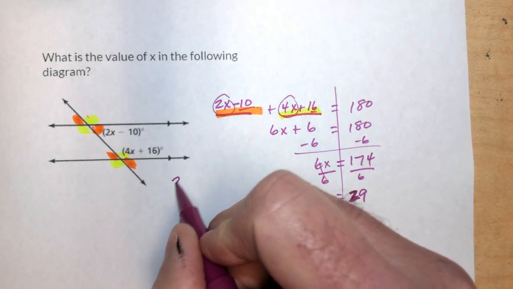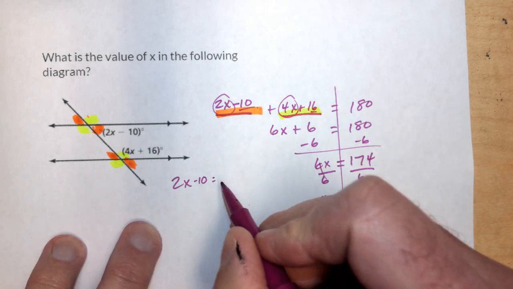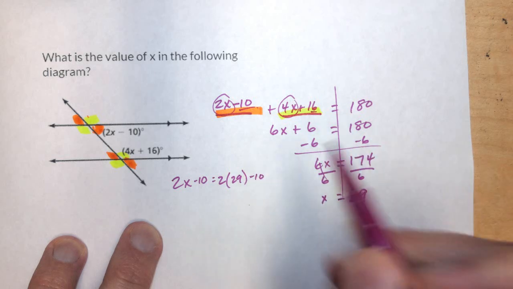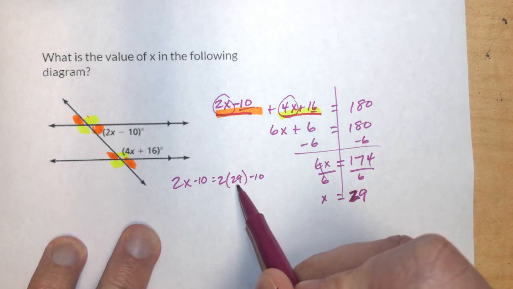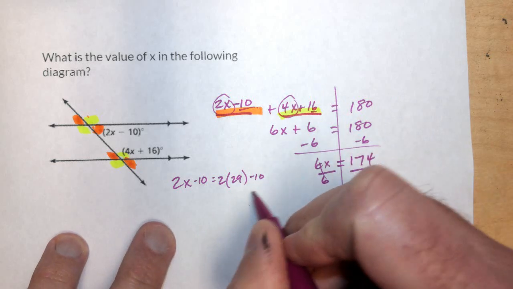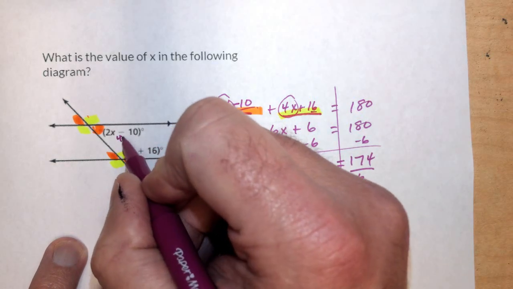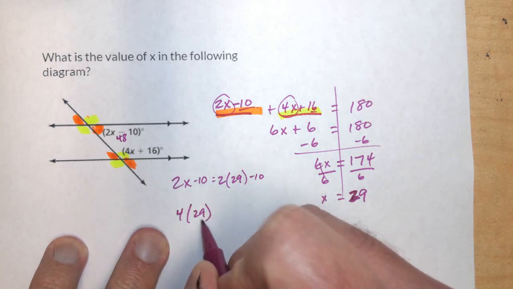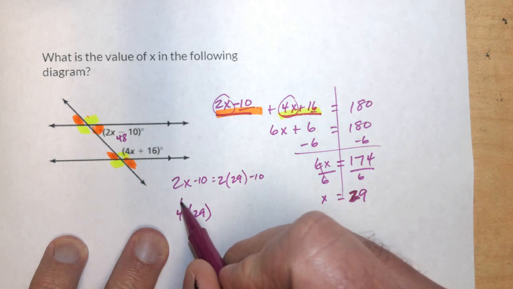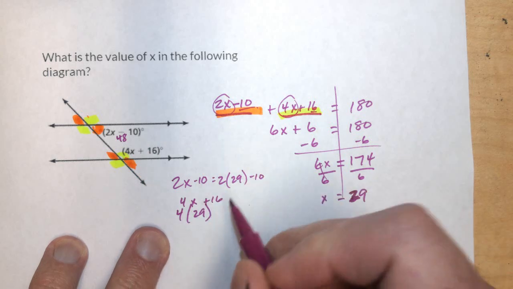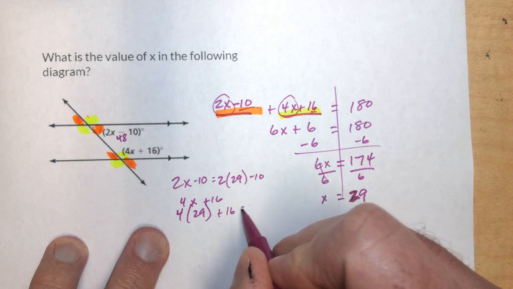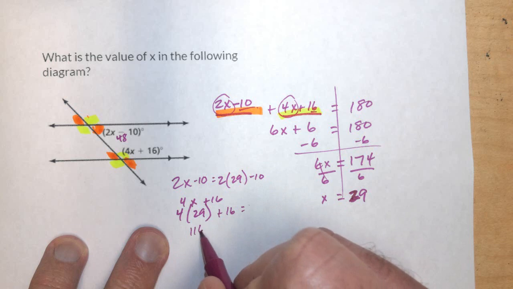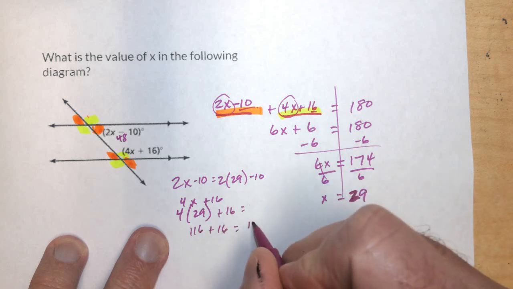This angle at 2x minus 10 then is the same as 2 times 29, because x is supposed to be 29, minus 10. 2 times 29 is 58, minus 10 is equal to 48. So this angle is 48 degrees. And then if we take 4 times 29, because that's what this is supposed to be. Remember, this is 4x plus 16. So 4 times 29 plus 16. 4 times 29 is 116, plus another 16 is equal to 132.